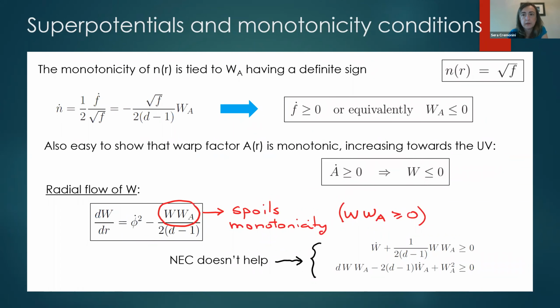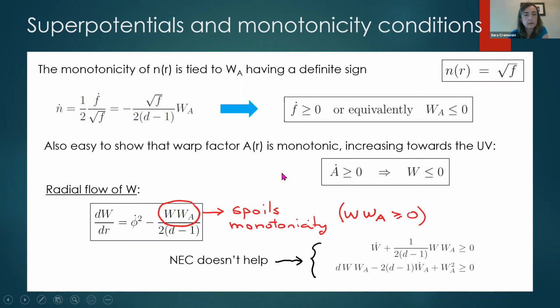Now, if you remember how this index was defined, its radial derivative is essentially, up to some scaling, this W_A. So the monotonicity of n fixes the sign of W_A, and tells you that it needs to be negative. It's also easy to show that the warp factor itself is monotonic, again assuming AdS in the UV, increasing towards the UV. Remembering that A dot was related to W, this fixes the sign of W. So in these theories, both W and W_A are negative. And what that tells you, of course, is the product is positive.